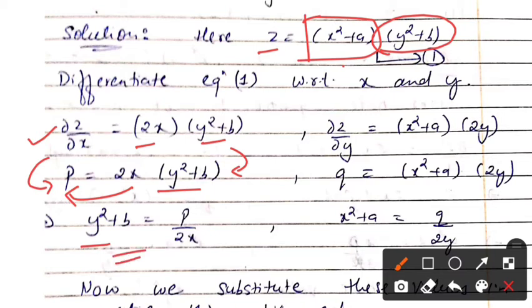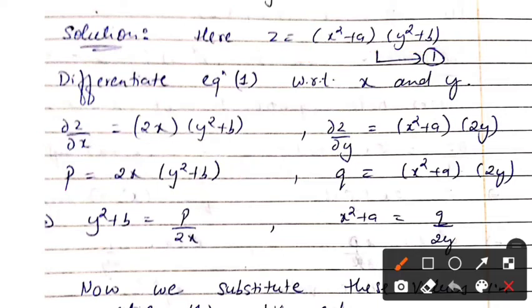Similarly, I will differentiate this function with respect to y. So I get del z by del y. Now when you are differentiating with respect to y, your x term will be considered as constant. So this term will remain as it is, and differentiation of y square plus b will be 2y.